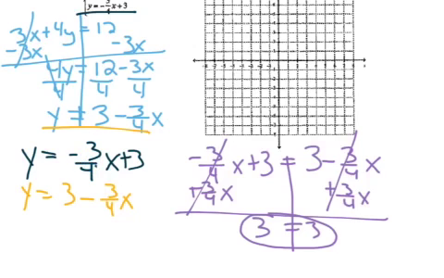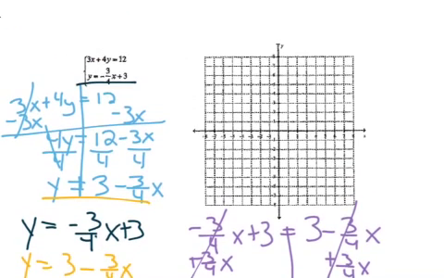Negative 3/4 is my slope in this problem, and it is also my slope in that problem. 3 is my y-intercept in that equation, and 3 is my y-intercept in this equation. So when you have the same slopes and same y-intercepts, your answer would be infinitely many.